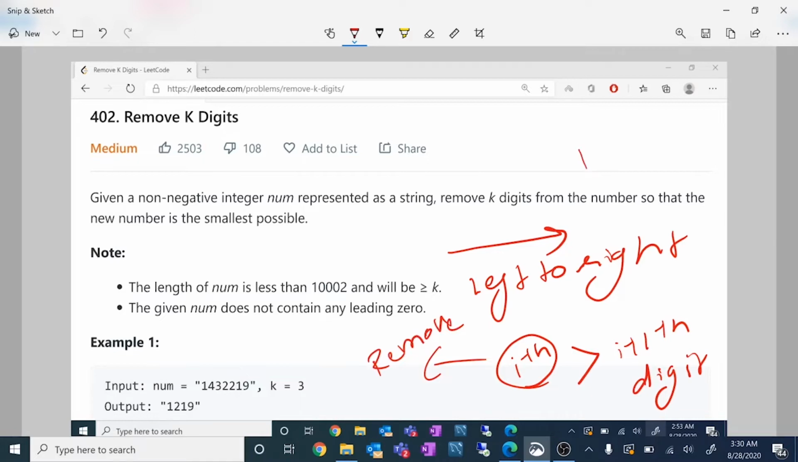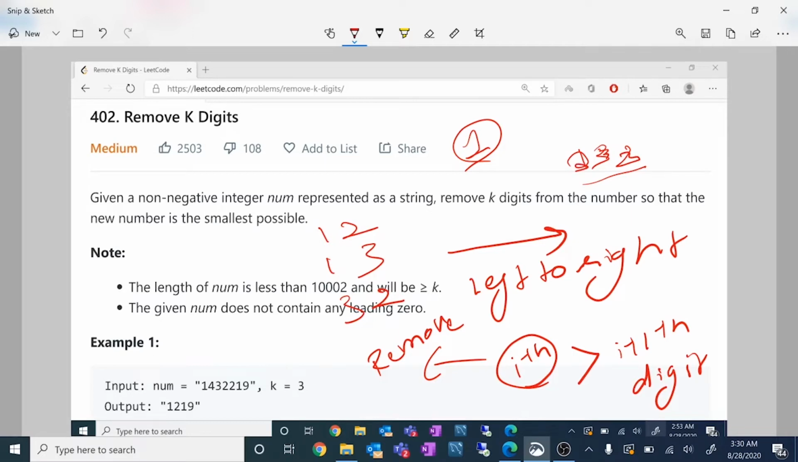Suppose I'm traversing along 132 and I have to remove exactly one digit out of these. So what do you think? Which one should I remove? Let's try removing all of these. I can get three possible answers from this, which are 12, by removing this 3, 13, by removing this 2, and 32, by removing this 1.